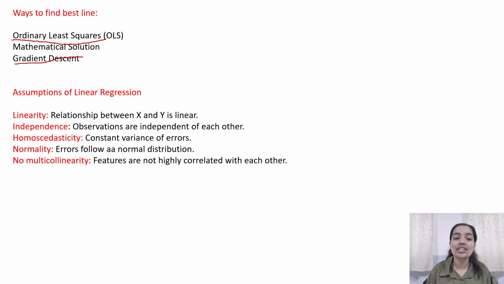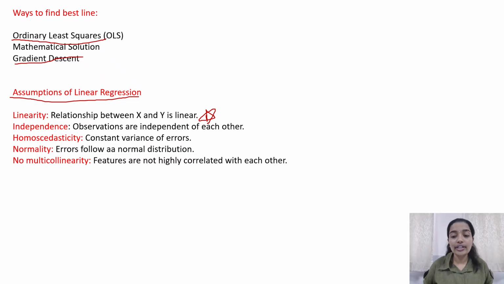Then we have assumptions. As every algorithm has some assumptions, even linear regression has very concrete assumptions, and the very important assumption of linear regression is linearity. Very important. Linear regression assumes that the relation between x and y, the independent and dependent variables, is linear. In our previous data set, x was the number of hours a student studies and y was the marks obtained. So linear regression assumes that both of them are linearly related.